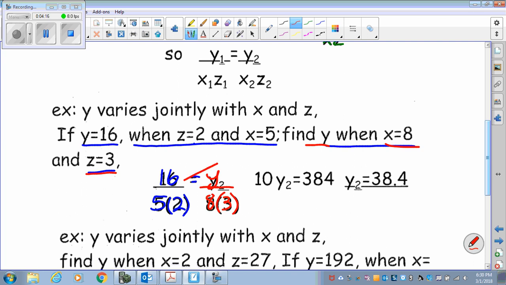So if I cross multiply, I get 5 times 2 times y, which is 10y. And then multiply all this together: 16 times 8 times 3 is 384. And then I'm going to divide both sides by 10. And so y equals 38.4. Just bring that decimal. Okay, very good.